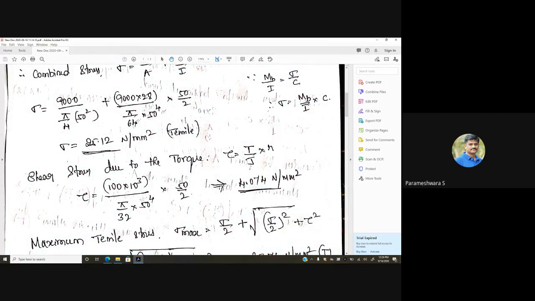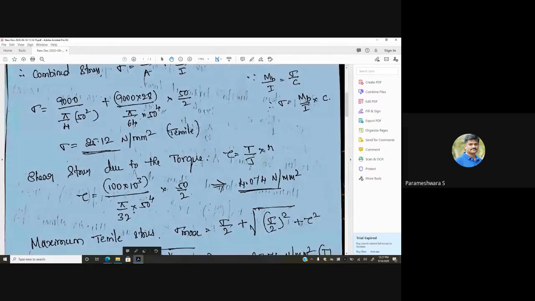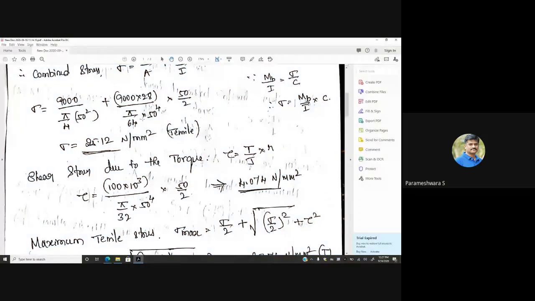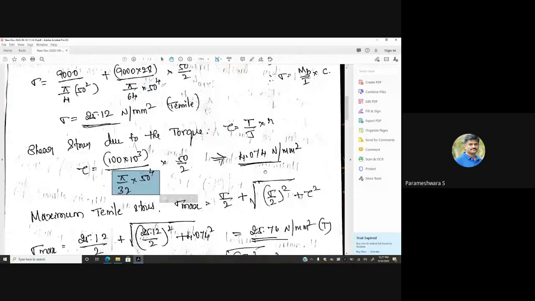And always remember that the polar moment of inertia is the addition of the area moment of inertia in x direction plus the area moment of inertia in y direction. So pi d to the power of 4 by 64 plus pi d to the power of 4 by 64 gives you pi by 32 into d to the power of 4. So this is the polar moment of inertia, and this is the area moment of inertia. In case of torque, we use the polar moment of inertia. So I am going to calculate the tau. So tau is 40.074 megapascal.